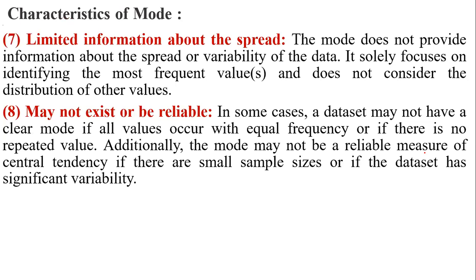The last one: a dataset may not have a clear mode if all values occur with equal frequency. So we say the mode may be unreliable. Additionally, the mode may not be a reliable measure of central tendency if there is a small sample size and if the dataset has significant variability.